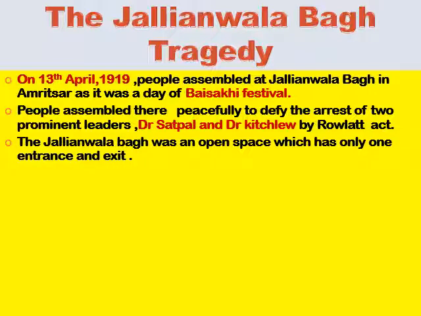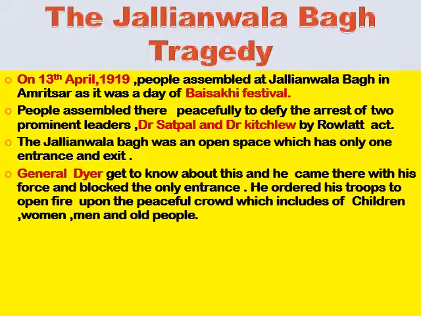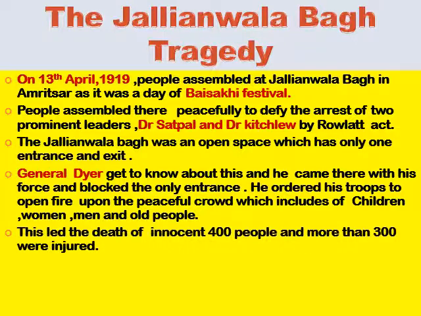Jallianwala Bagh was an open space with only one entrance and exit. When General Dyer got the information that people had assembled there and were defying the Rowlatt Act, he came there with his force and blocked the only entrance and exit. He ordered his troops to open fire upon the peaceful crowd, which included children, women, and old people. For 10 minutes the firing continued and took away the lives of many people. It led to the death of 400 innocent people, and more than 300 were injured.